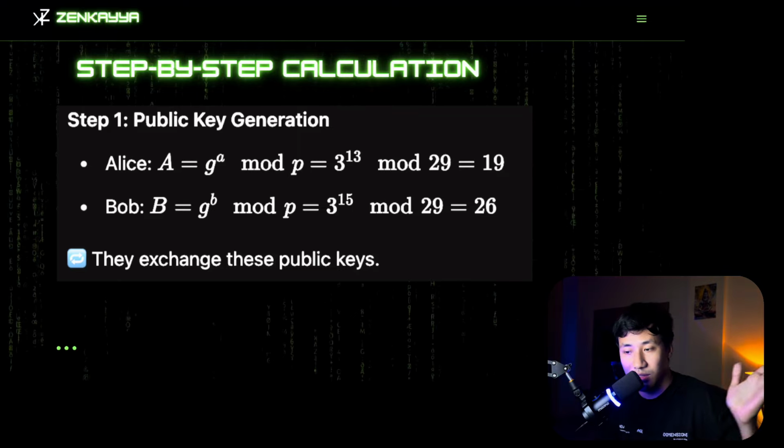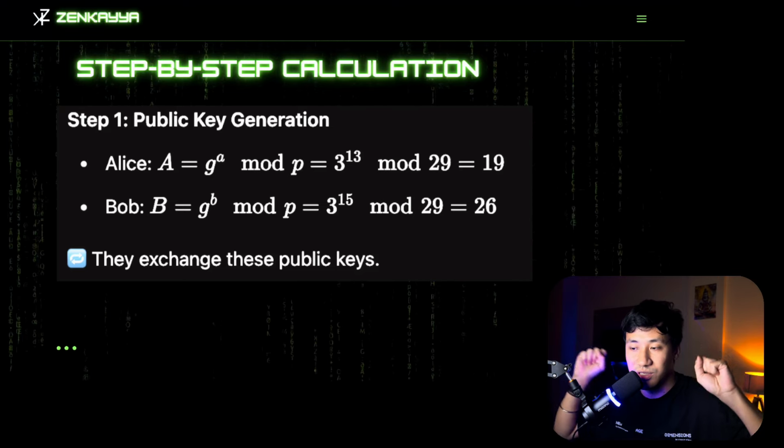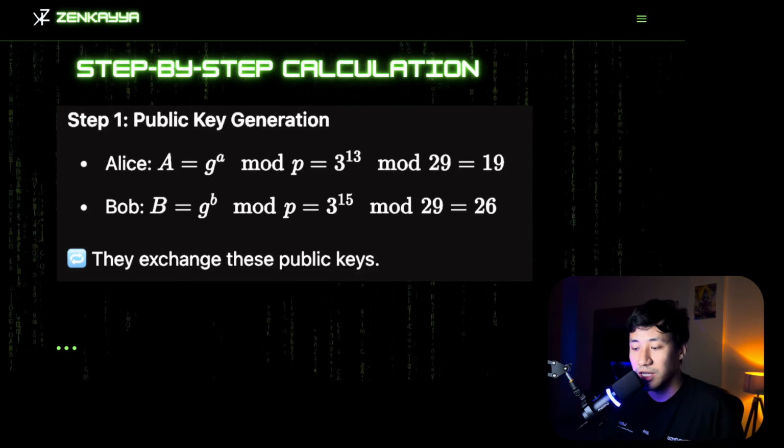Bob has done the same thing with the formula and got 26. So 19 and 26 are the new colors, but the actual secret numbers were 13 and 15. They exchange these public keys, so they will exchange 26 and 19.